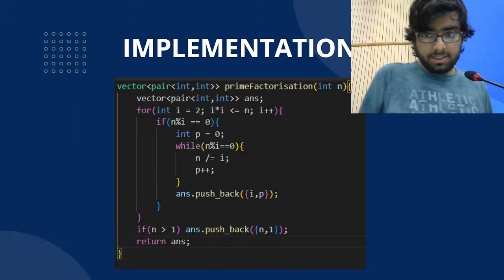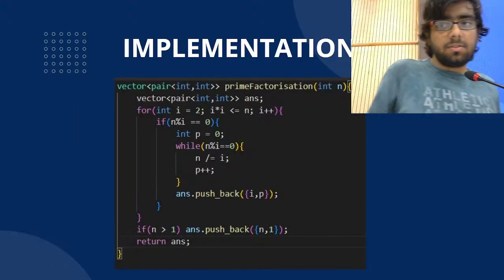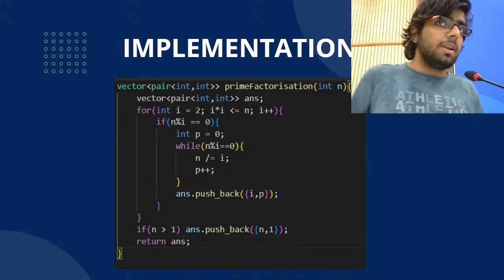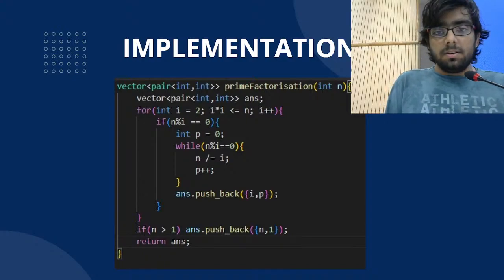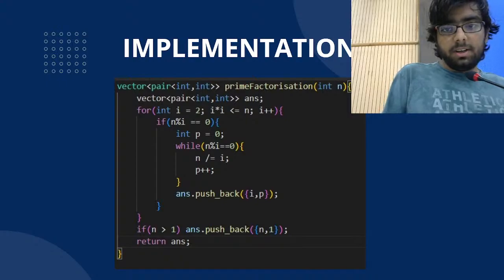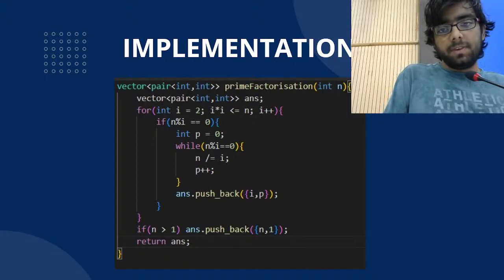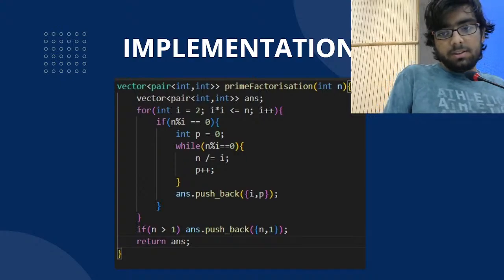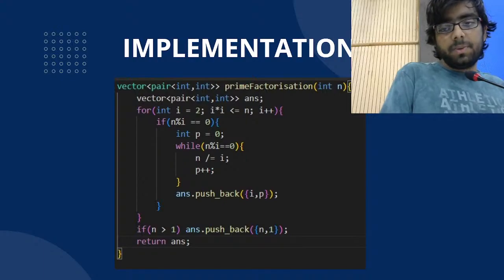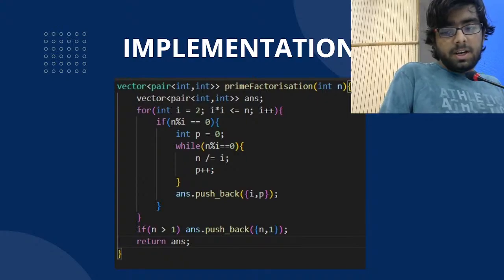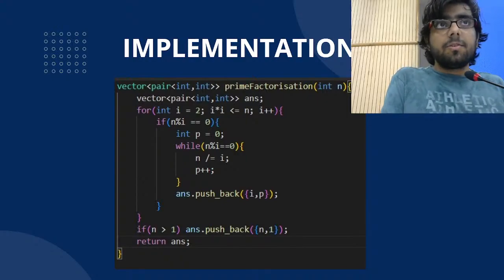So here is an implementation of that. In this code, I have taken a pair of ints, basically the number and the power, and I go from i equal to 2 to square root n, and I check for every i if n is divisible. Here I declare p equal to 0, that is the power, and till n is divisible by i, I divide n by i and do power plus plus, and then in the answer I push back the pair with the power. And in the end, if n is greater than 1, then we are left with the largest prime factor.